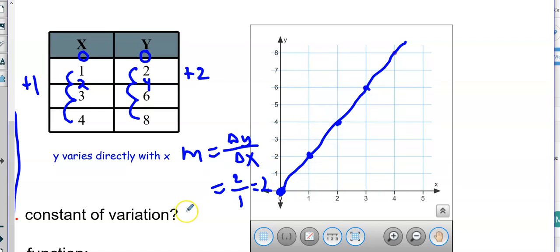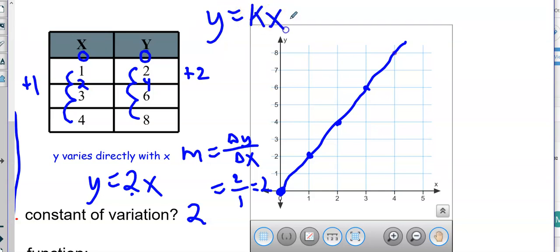So the constant of variation in this case is 2. The equation would be y equals 2 times x. Think of that as the slope or the rate of change for this particular problem. So the function is just y equals 2x. The equation is always, if y varies directly as x, y equals kx. So you're trying to find that value.